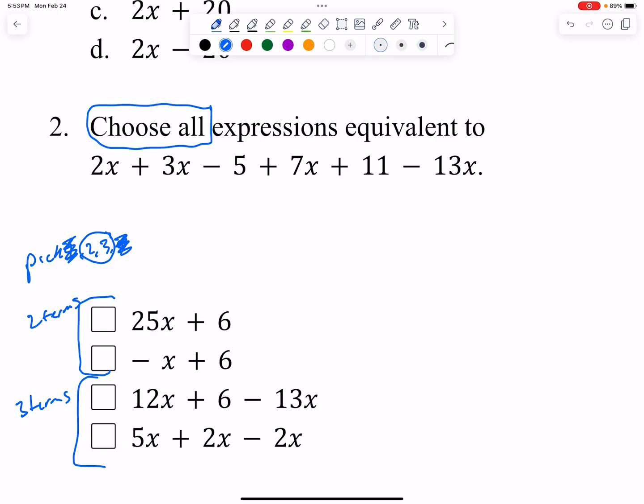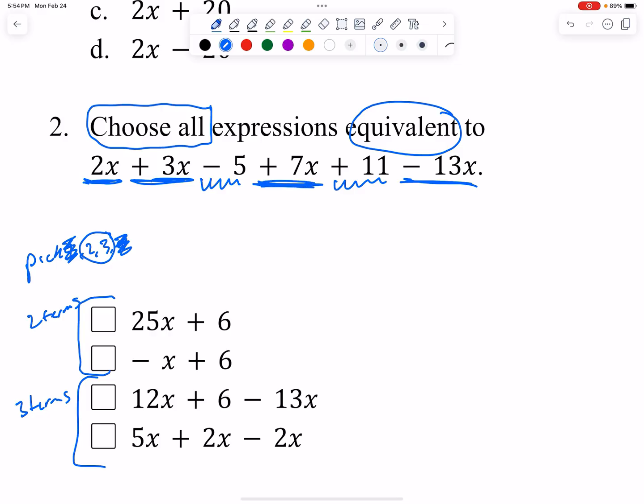Whenever they tell me to choose all expressions equivalent, well, I'm just going to find the answer myself. So what do I know about expressions? I need to simplify by combining like terms. In other words, x's with x's, and then units, aka numbers, with numbers. So if I have all my x's, I'm going to have 2 plus 3, that's 5. 5 plus 7 is 12.